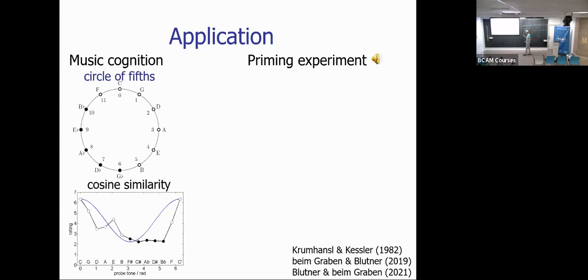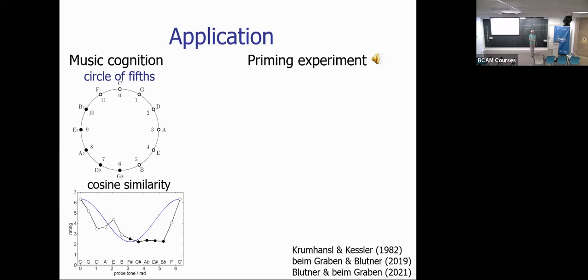Okay, and this is experimental data. Yeah, this is experimental data. The people had the opportunity to rate the fitting on a 0 to 7 scale, where 7 is the best fit and 0 is the worst fit. And these are the experimental data. Of course, you have to do this experiment over many, many trials, always establishing a key as a prime and then asking how well a single note fits into the key. After all, one gets this kind of pattern here.